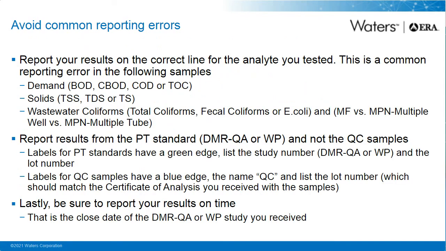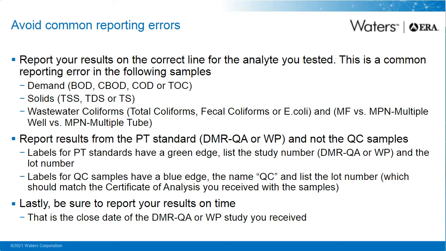Next, when it comes time to submit your results, be sure to report on the correct line of the data reporting forms or on the EData website. This is a common error for the demand sample with these options. For solids, is it TSS, TDS, or TS? And wastewater coliforms, which covers total coliforms, fecal coliforms, or E. coli, and then even has choices for MF, membrane filtration, versus MPN, most probable number, as multiple well, or MPN multiple tube.